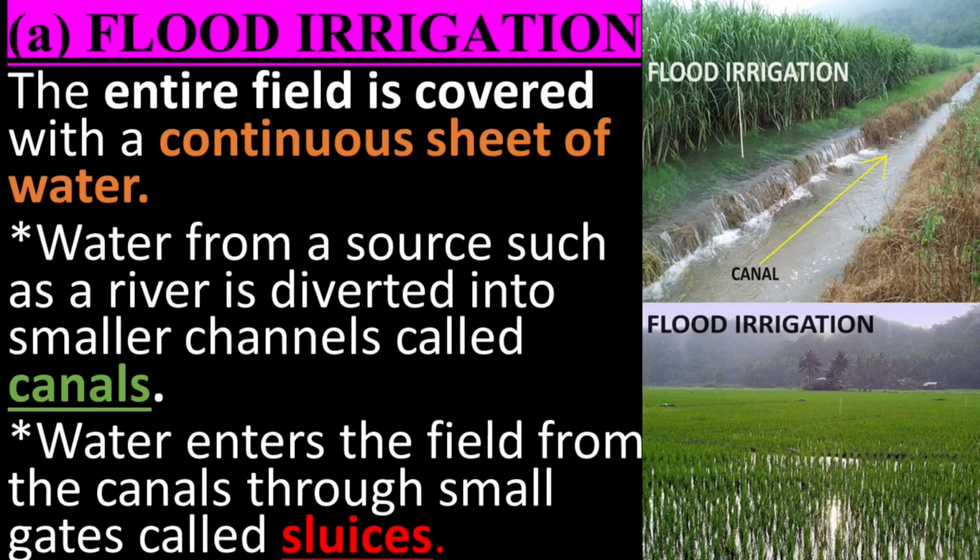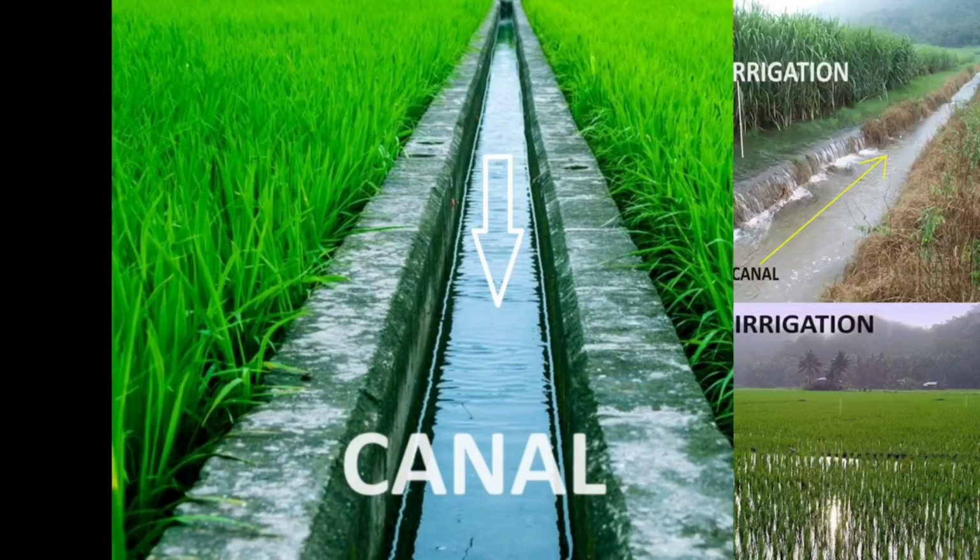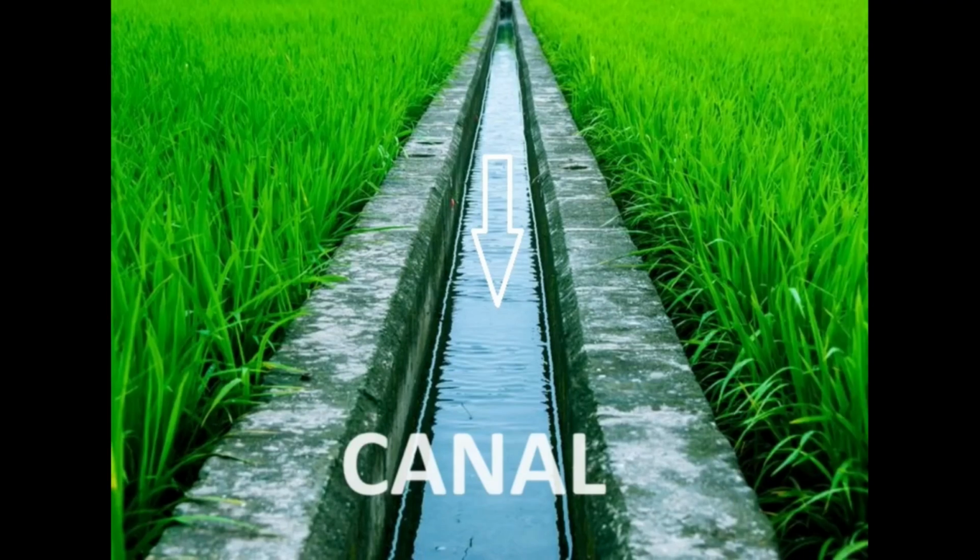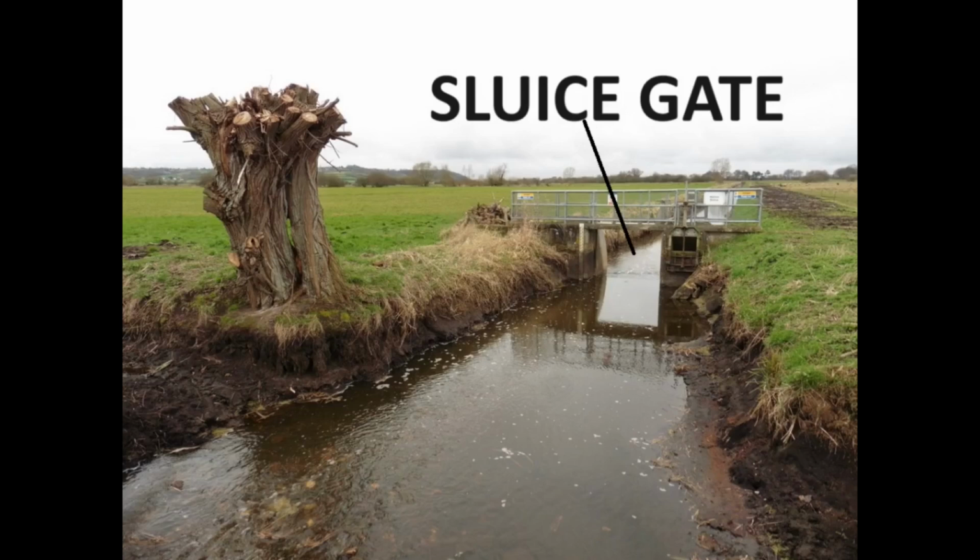In flood irrigation, the entire field is covered with a continuous sheet of water. Water from a source such as a river is diverted into smaller channels called canals. Water enters the field from the canals through small gates called sluices.